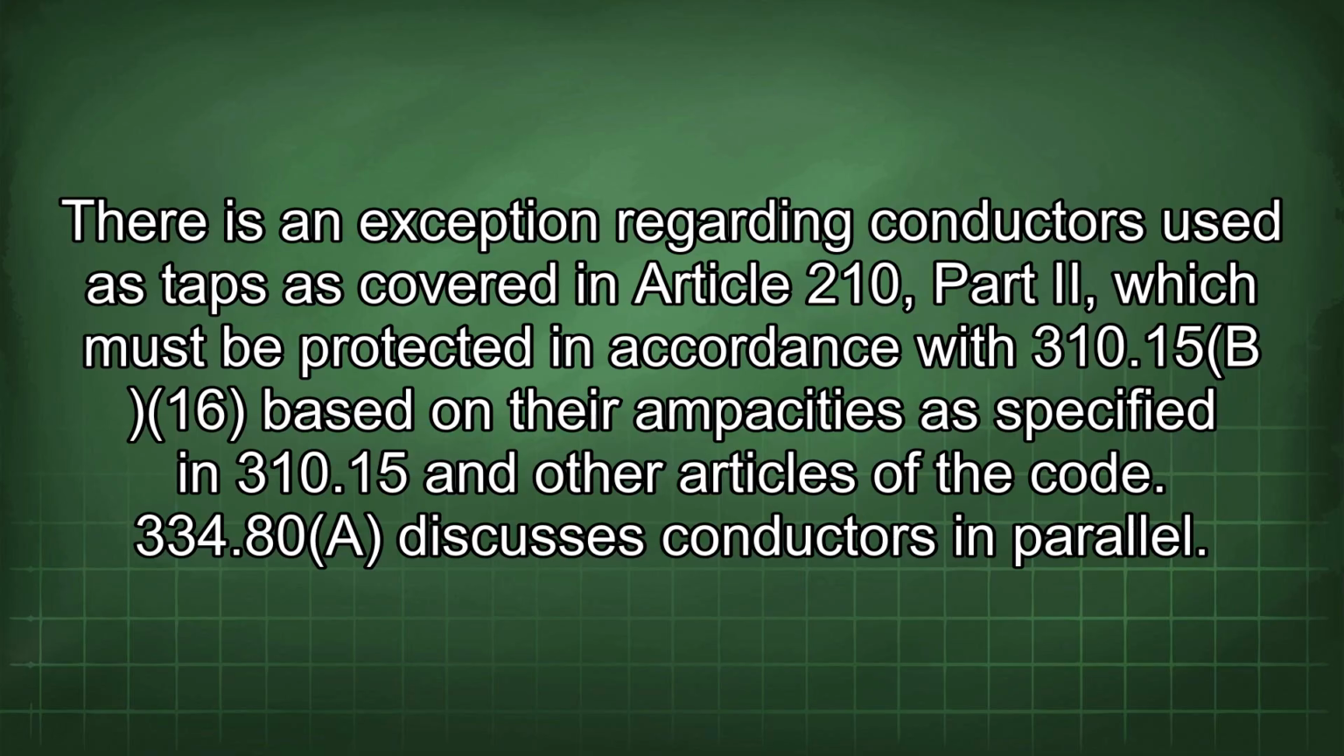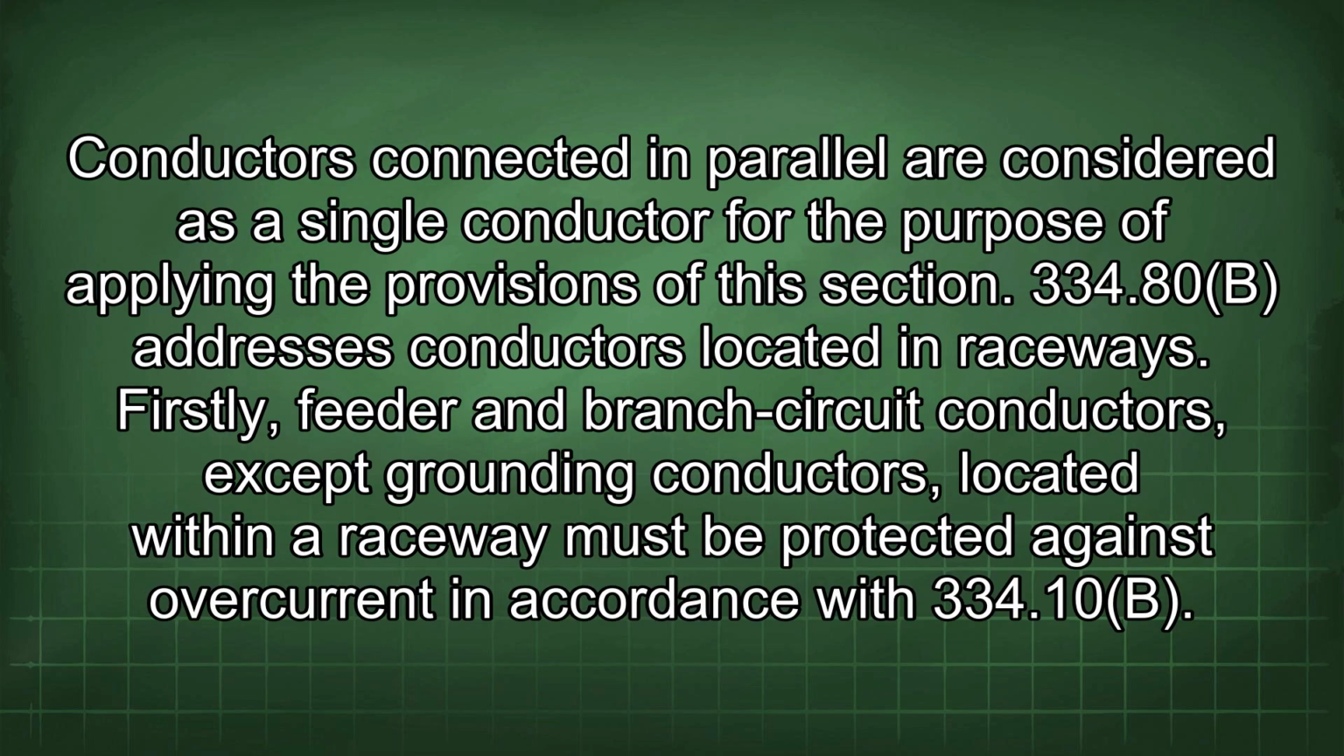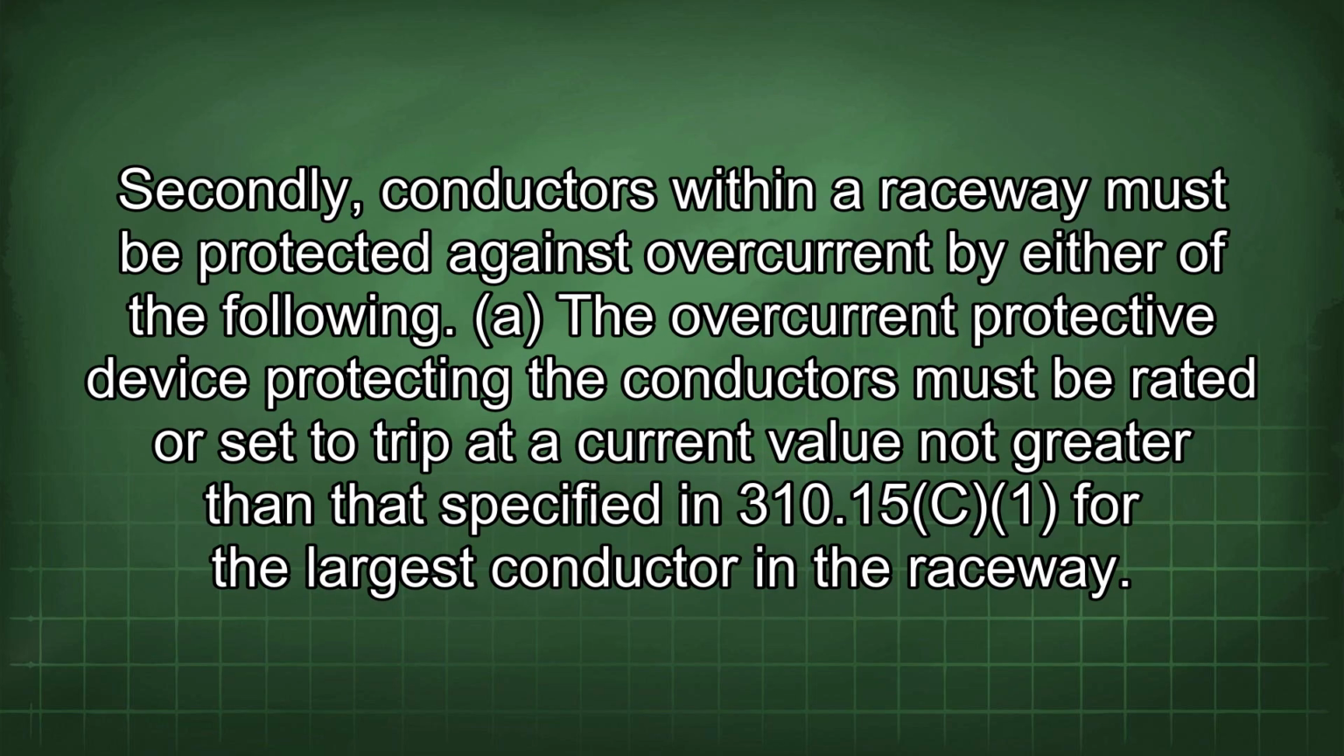334.80(A) discusses conductors in parallel. Conductors connected in parallel are considered as a single conductor for the purpose of applying the provisions of this section. 334.80(B) addresses conductors located in raceways. Firstly, feeder and branch circuit conductors, except grounding conductors, located within a raceway must be protected against overcurrent in accordance with 334.10(B). Secondly, conductors within a raceway must be protected against overcurrent by either of the following.